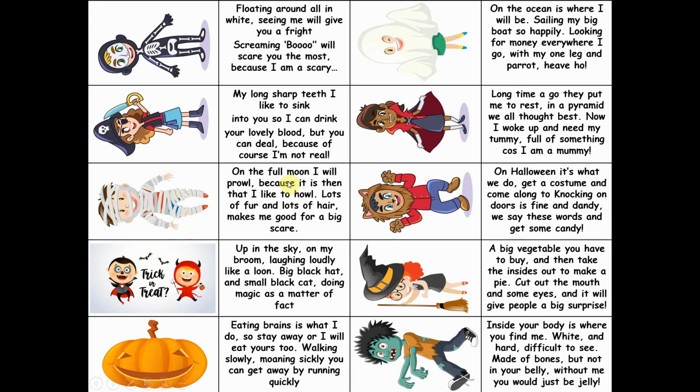Now, what I've done for this one is I've given a more difficult one with the best I can do, I'm afraid, but poems. Like, on the full moon I will prowl, because it is then that I like to howl. Lots of fur and lots of hair makes me good for a big scare. I've tried to do poems or little rhyming sentences for all of them. That's the more difficult one.